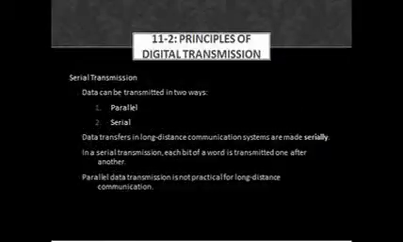The next topic is the principles of digital transmission. Serial transmission. Data can be transmitted in two ways. The first one is the serial, and the second is the parallel. Parallel data transmission is not practical for long-distance communication. In a serial transmission, each bit of a word is transmitted one after another.